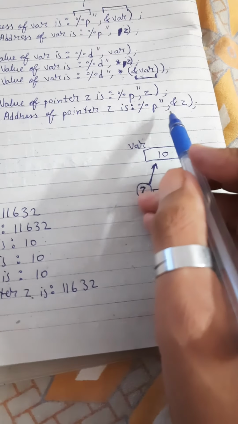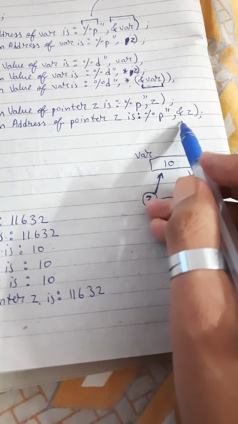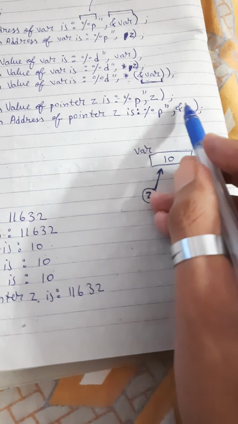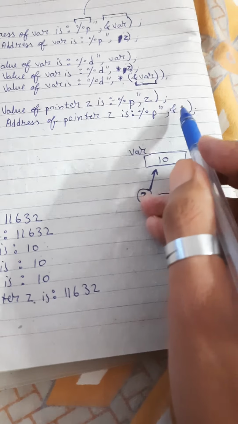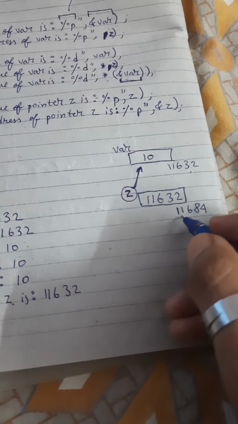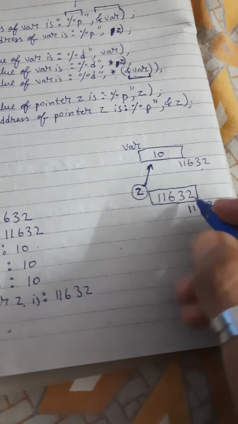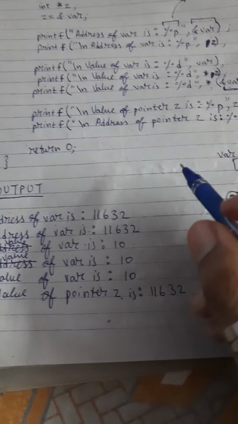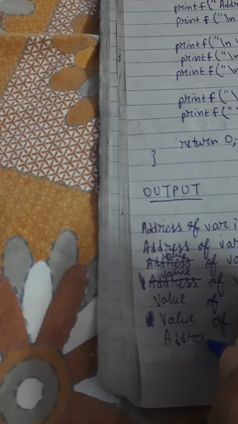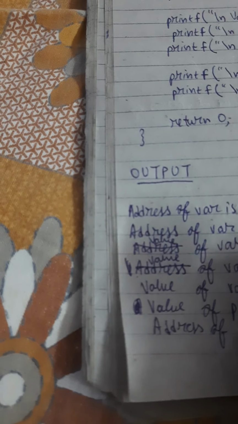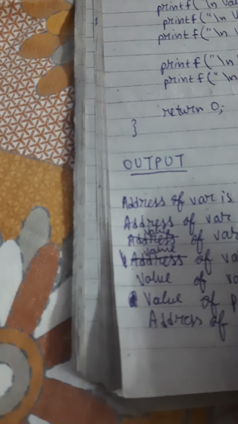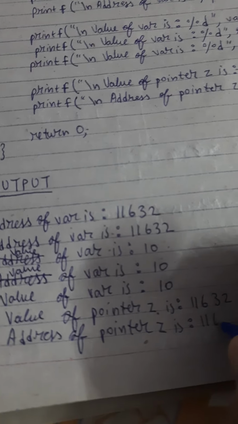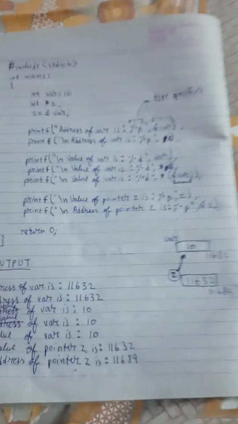All right, so whenever this statement gets executed, like address of z, what will we get as a return of this statement? We will get the address of z. So what is the address of z? 11684. So the last printf statement gives that, and this is the final output of this program.